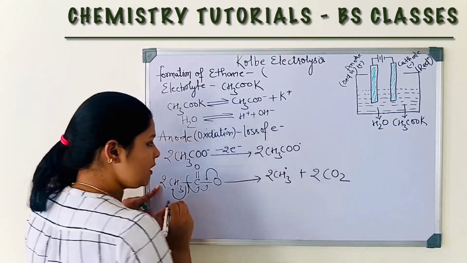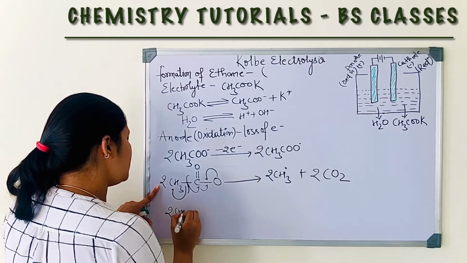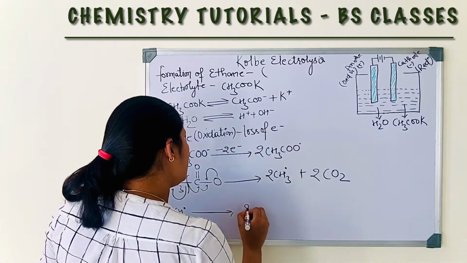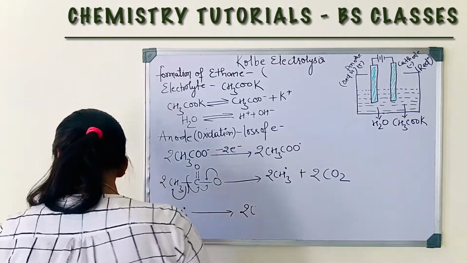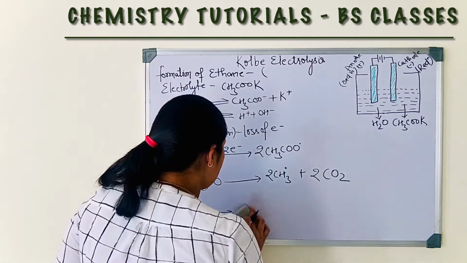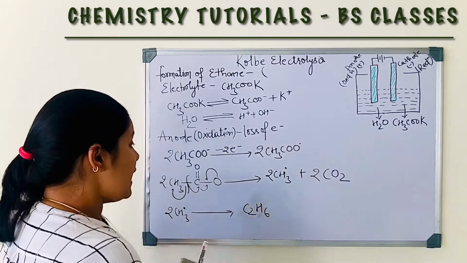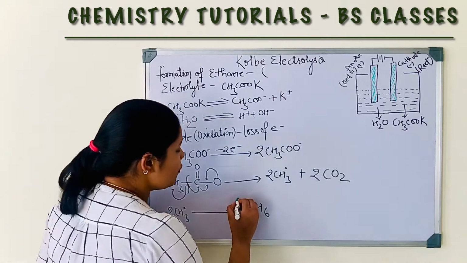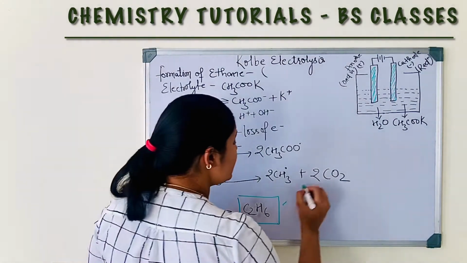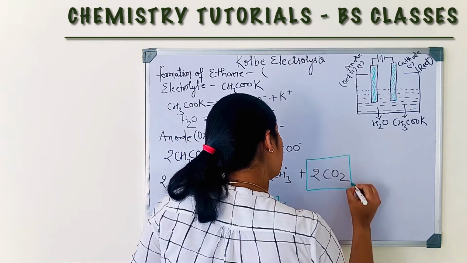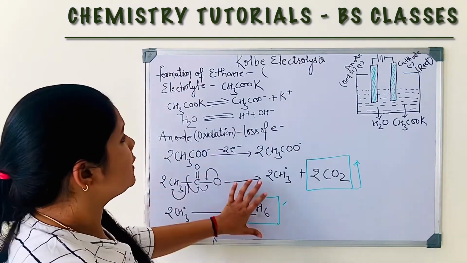If these 2 methyl free radicals combine with each other, they form ethane, that is C2H6. So at anode there is formation of 2 gases, that is ethane gas and carbon dioxide gas. Now this is the mechanism for anode.